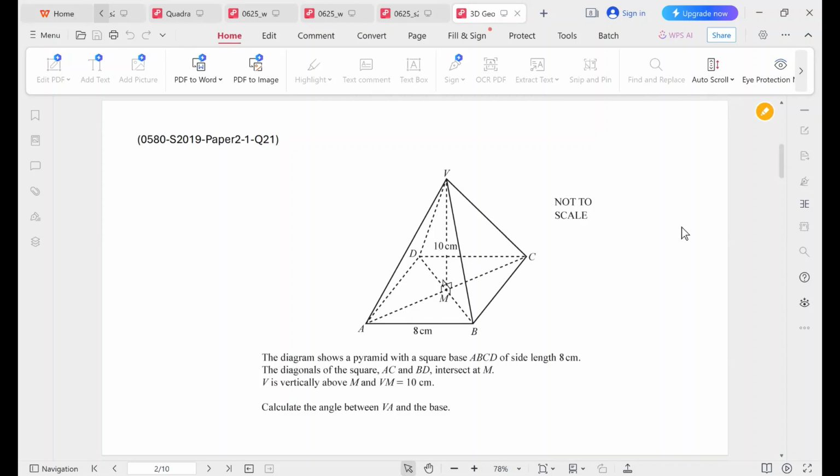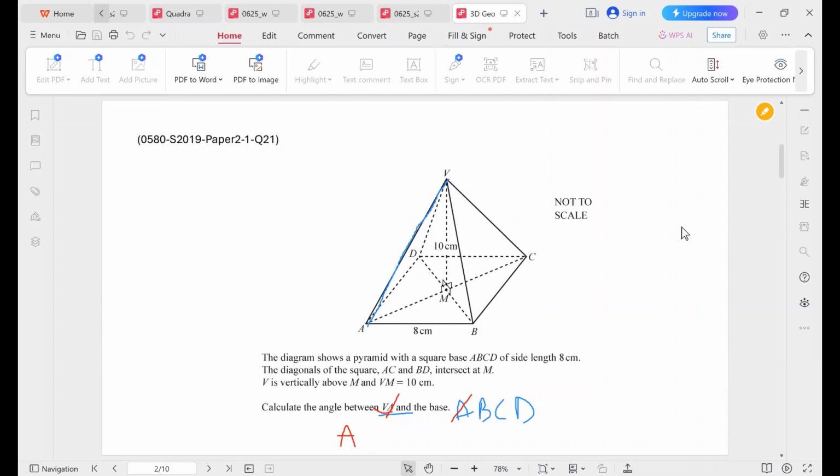So first of all, we want to figure out what the angle is. We have a line VA, and the base is ABCD. The common letter here is the letter A, so we already know that the line we're looking for has the letter A. And then we want to find the closest letter to V.